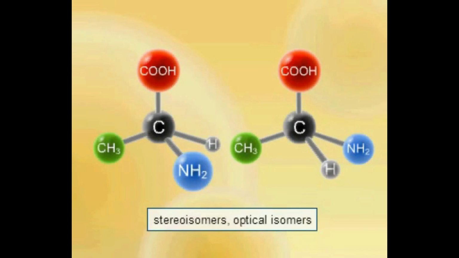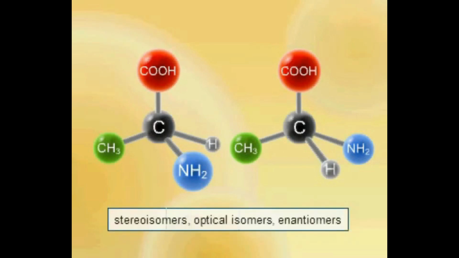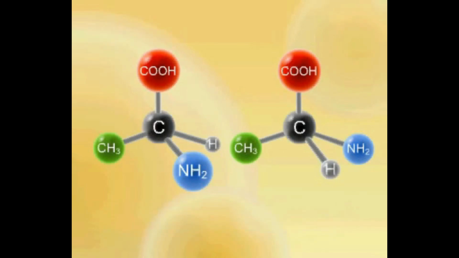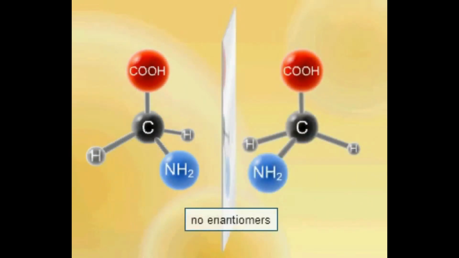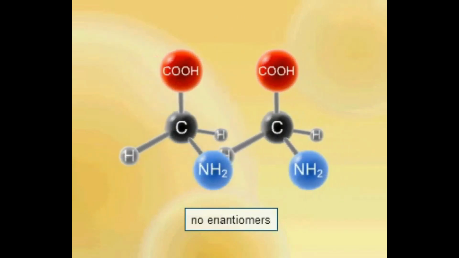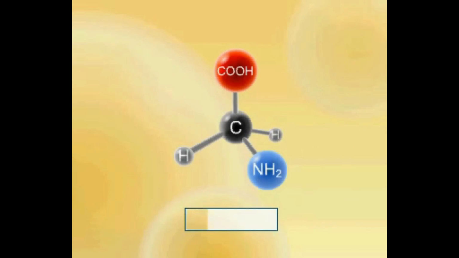2 isomers of a chiral compound, differing only in the arrangement of substituents on an asymmetric carbon atom, are called enantiomers. Notice that glycine is not chiral and does not form enantiomers, since the molecule and its mirror reflection are identical.